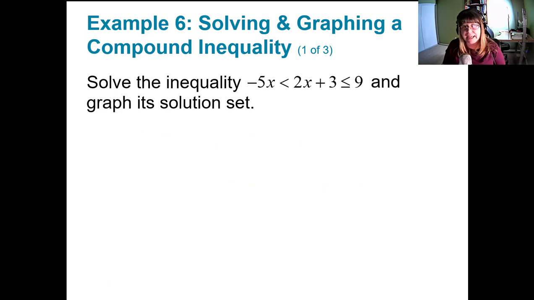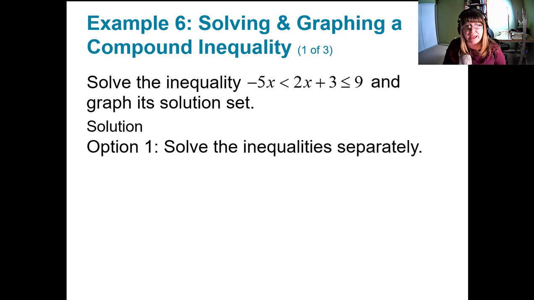Now, another way of looking at an AND inequality is where you have a compound inequality where there are 3 parts to it. For example, -5 is less than 2x plus 3 is less than or equal to 9. This is a compound inequality with an AND because it's this and it's this. So this is another way of viewing an AND. There's 2 ways of solving this type of compound inequality.